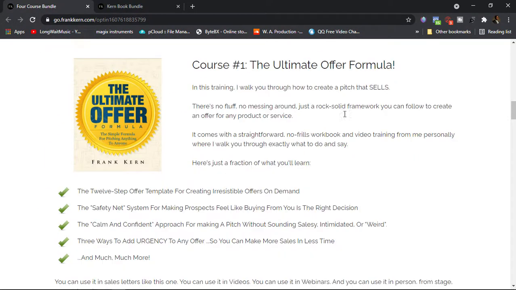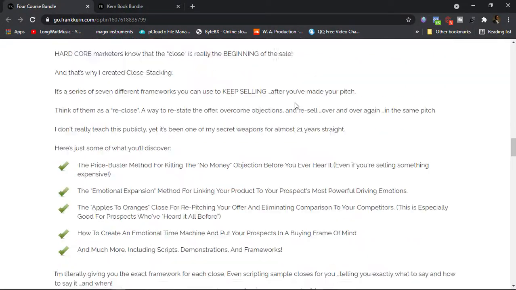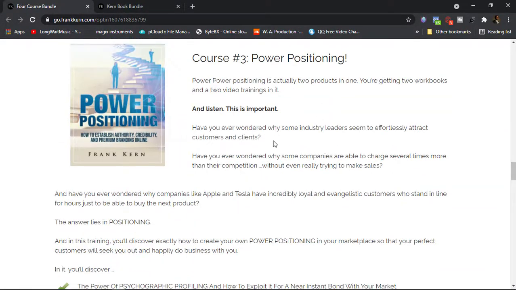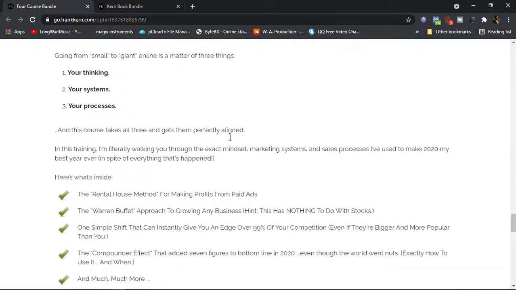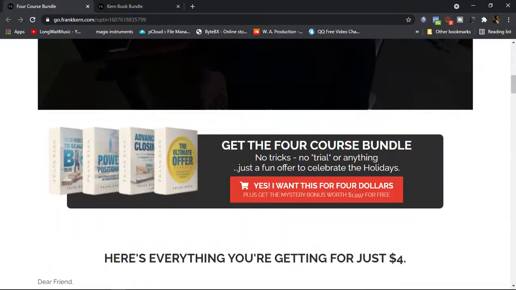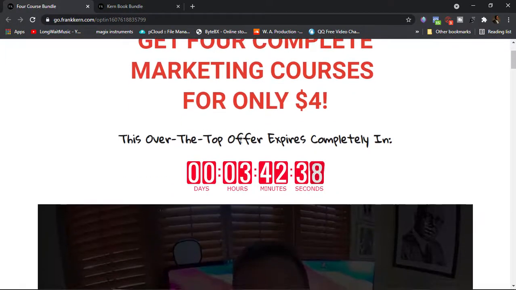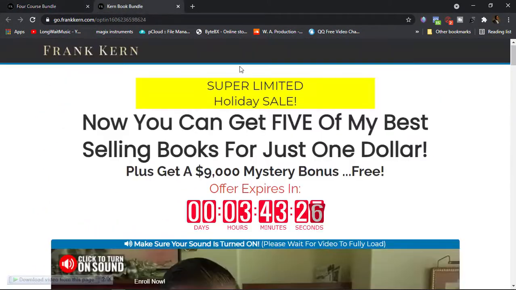You see ultimate offer formula, advanced persuasion, value, close stacking, okay, and then it talks about power positioning, it talks about scale, 6 magic steps to winning online, and all that. And you can see, we will get to this when we start talking about funnels. Look at his page. It's so simple, nothing too grandiose, nothing too complicated.